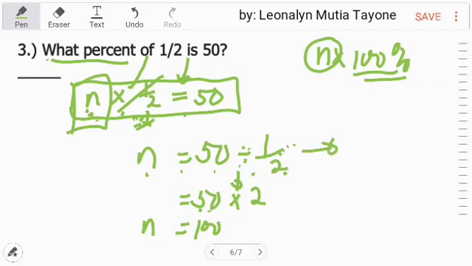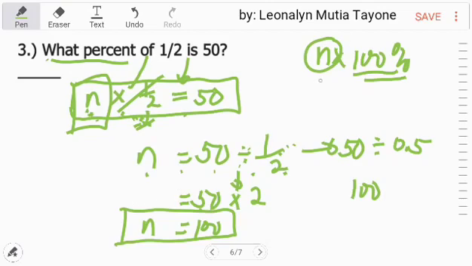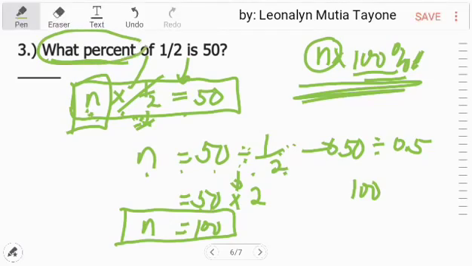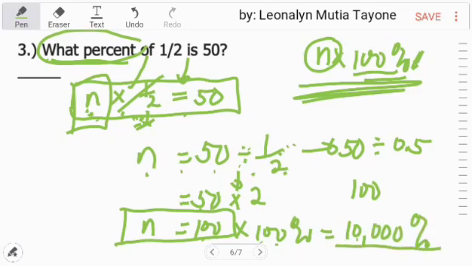Another way pa, 50 divided by, ang 1/2 is equivalent to 0.5. So, 50 divided by 0.5 equals 100. So, ngayon, yung 100 natin ay i-multiply natin ng 100% para sasagot natin na what percent. So, 100 times 100%, and that is 1, 2, 3, 4. 1, 2, 3, 4%. So, 10,000%.